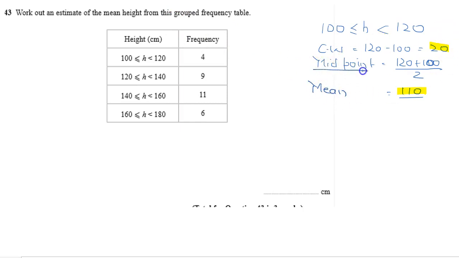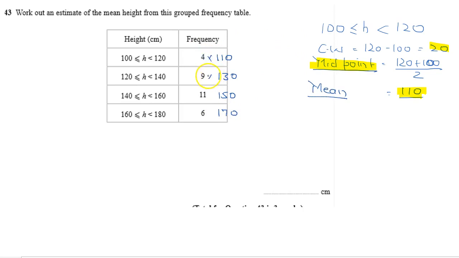For the mean you always use the midpoint. Don't get confused. For the mean we have nothing to do with the class width. For the mean we calculate only the midpoint. Now the midpoint of 100 and 120 is 110. 120 and 140 is 130. 140 and 160 is 150, and 160 and 180 is 170.